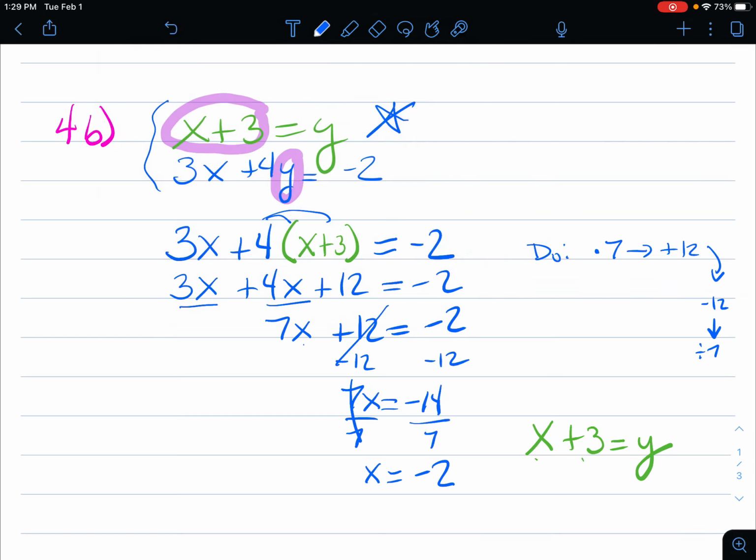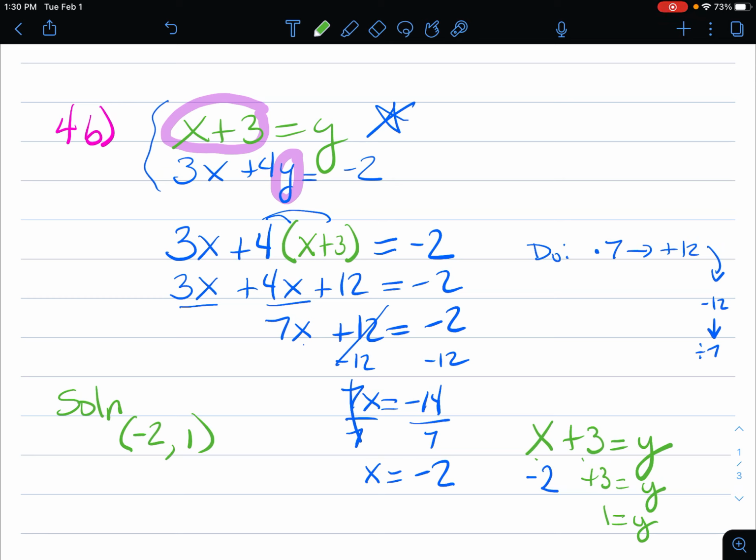So I'm going to go ahead and substitute, instead of the x, I'm going to put my -2. Everything else is the same. And -2 plus 3 is 1. So the solution is -2, 1. And that's the solution to the system. Now, had you graphed the system, that's exactly where they would intersect. So either method, graphing or substitution, will give you the same solution.